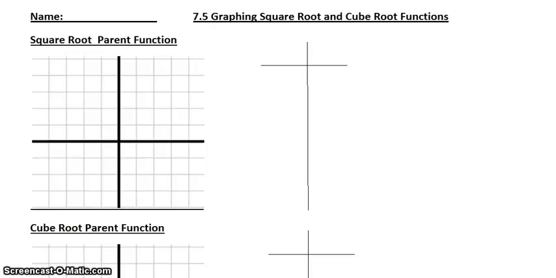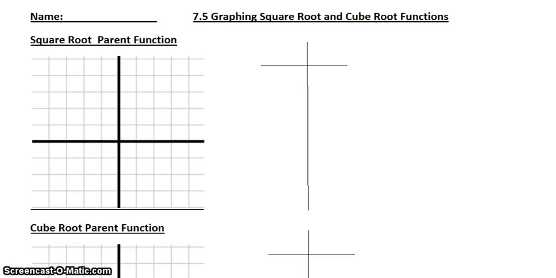Welcome to 7.5, everybody. So 7.5 is continuing with function stuff, and in this section we're going to be graphing two different functions called the square root function and the cubed root function. So it seems a little random compared to what we were doing before, but it's still working with functions, which is why it's in this chapter.